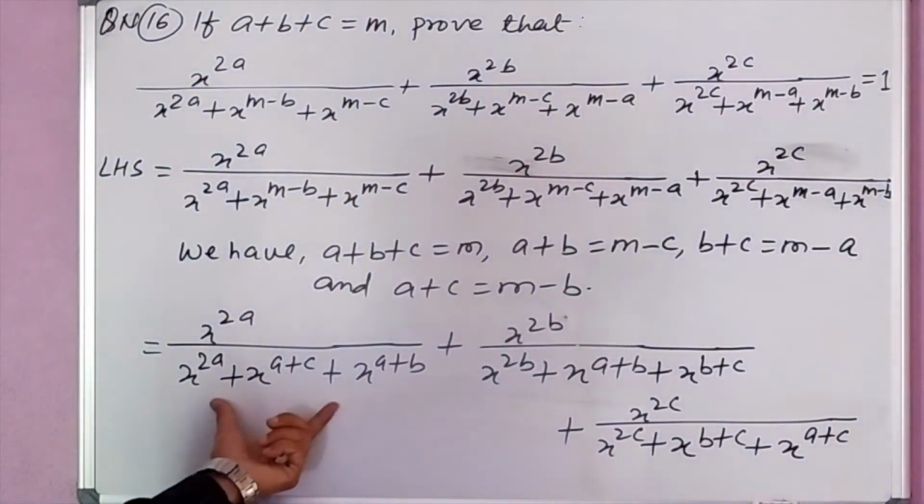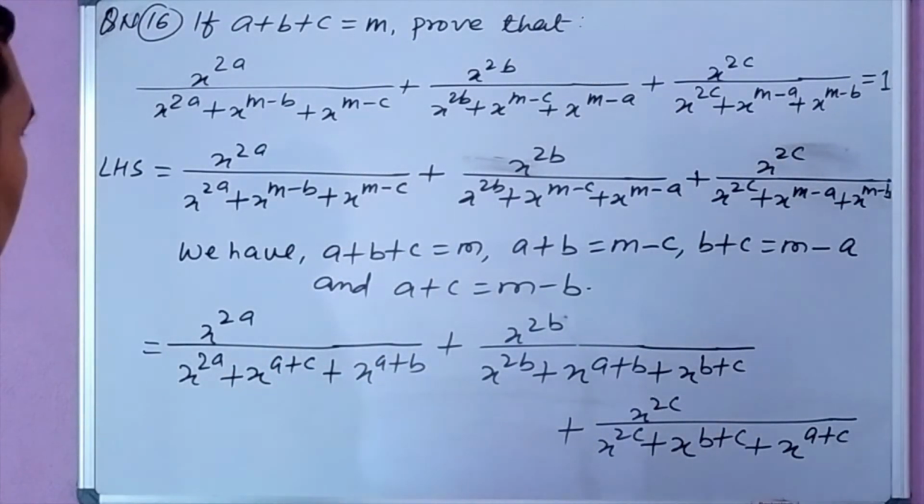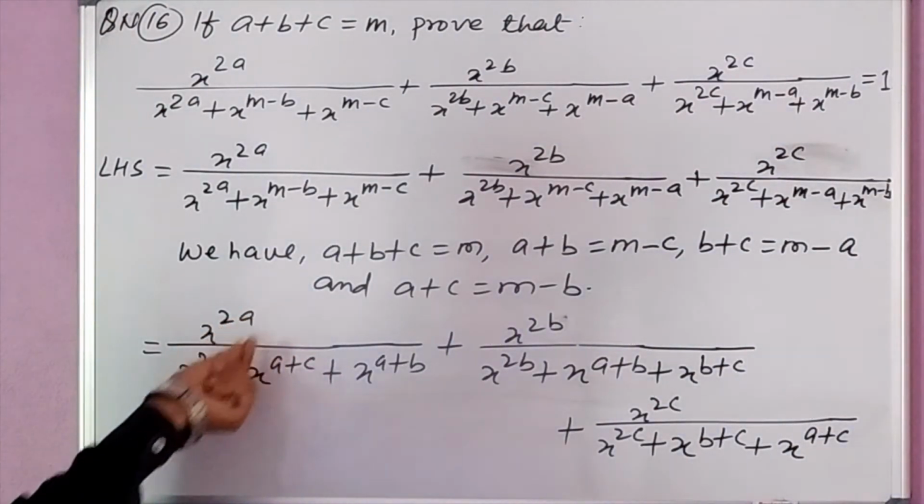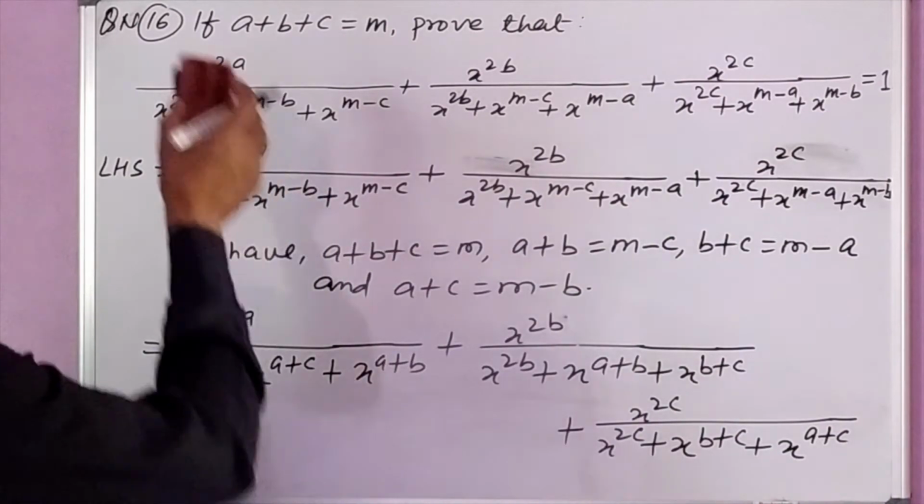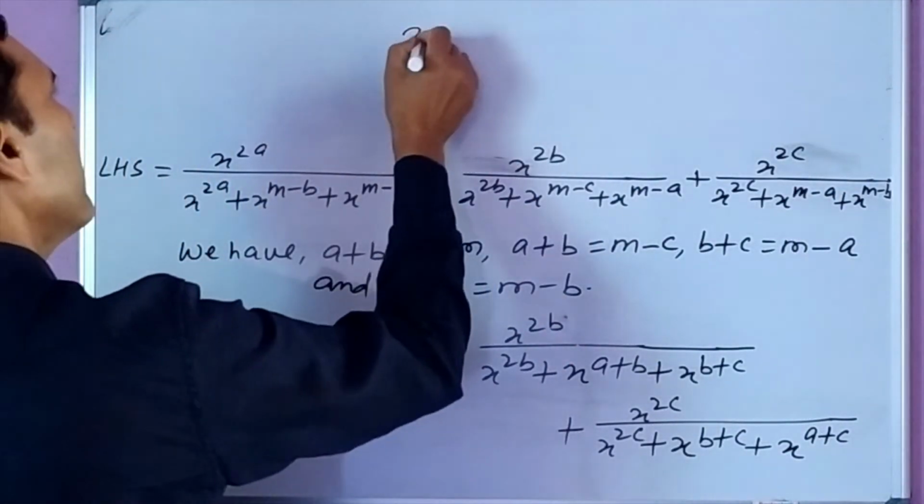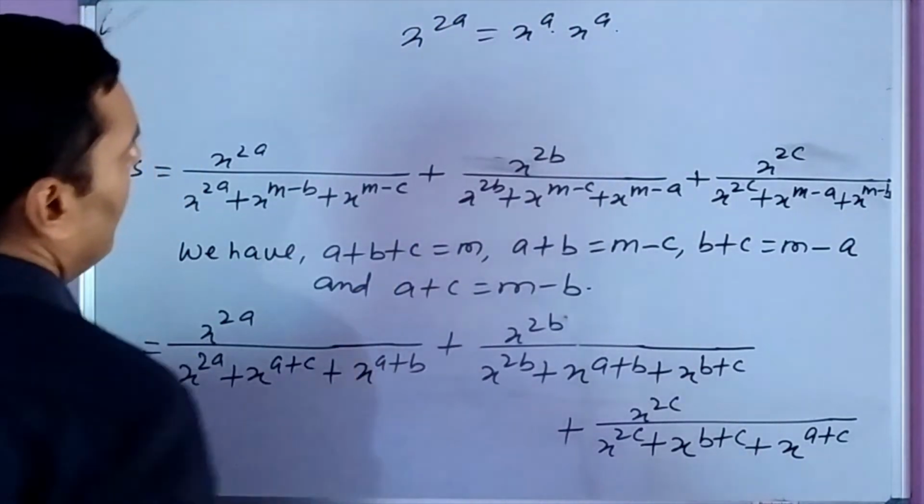Now how do we simplify the denominator? It is in a slightly complicated form. We can write this x to the power 2a as x to the power a into x to the power a. Look here. This x to the power 2a can be written as x to the power a into x to the power a.